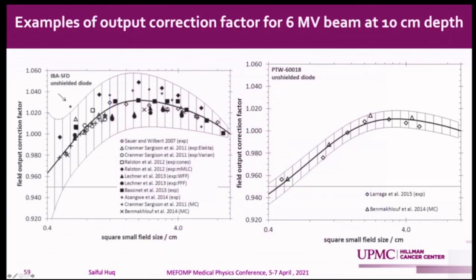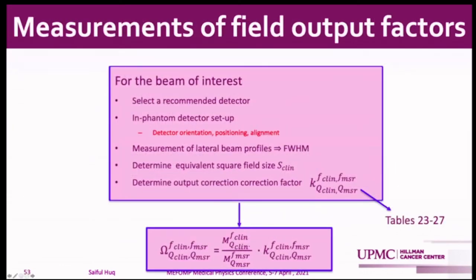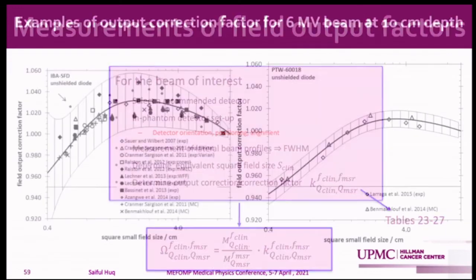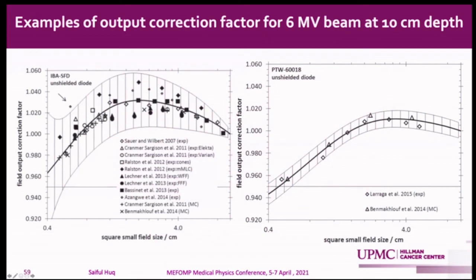Here is an example of what the output correction factors look like. Here, the vertical axis is the output correction factors, the values of this, the KQclin,QMSR, Fclin,FMSR. Those are the output correction factors, right? They are plotted here on the vertical axis, and the horizontal axis is the Sclin. So there are lots of data. This is for a particular IBA SFD unshielded diode. So the solid line here takes a weighted mean of the data that were available in the literature at the time of writing the code of practice.